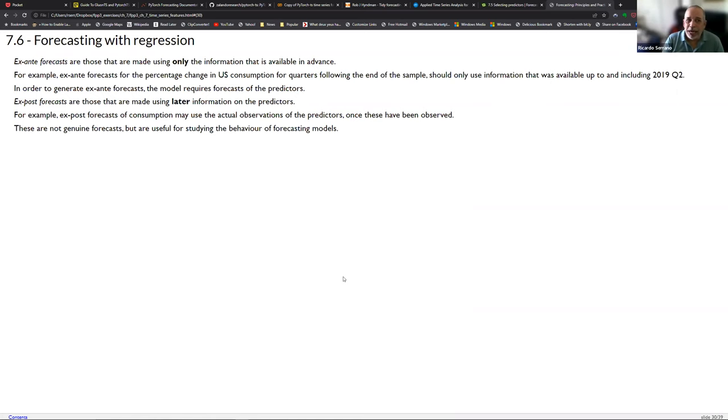The ex post forecasts are made, but then you are allowed to use information that was not available at the time when you did the forecast. So let's take the same example, today, 2023. I'm going to forecast the rest of the year. Let's say production.